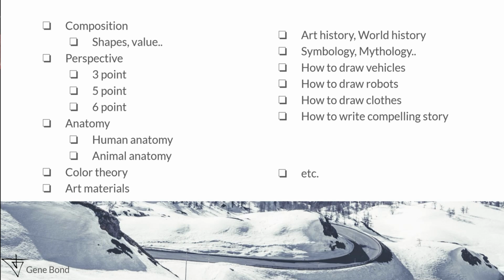When you know perspective, it helps you learn anatomy. When you know anatomy, it helps you learn perspective faster. When you know perspective, it helps you learn faster how to draw vehicles, robots, architecture. Each of these things helps the others. It's a very interconnected structure, right? So this is important to understand.